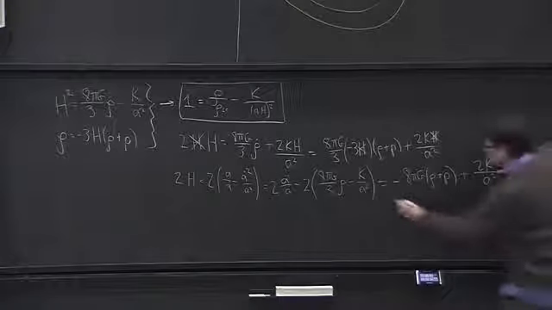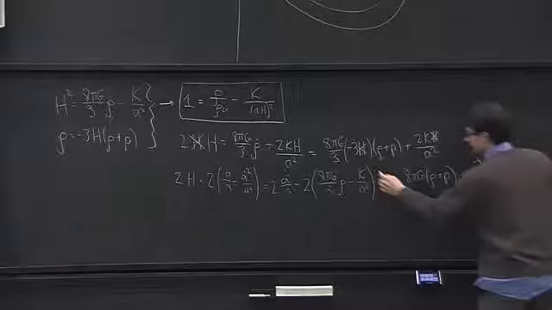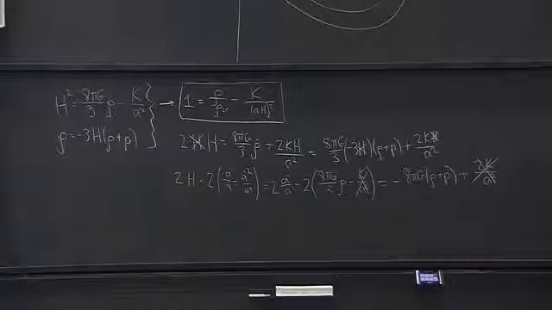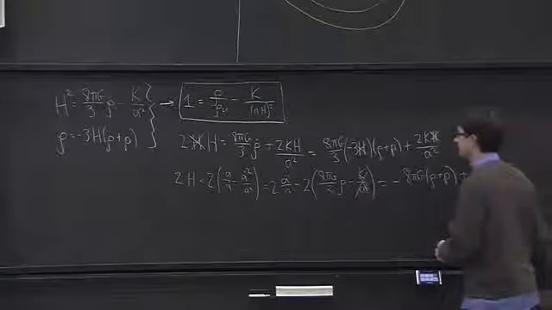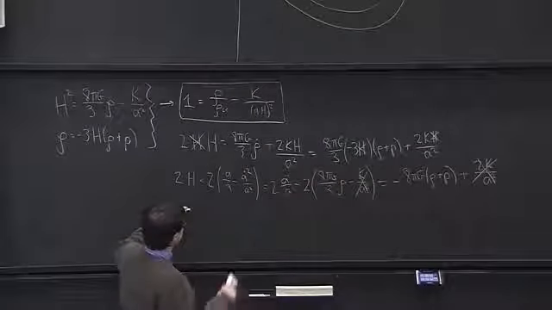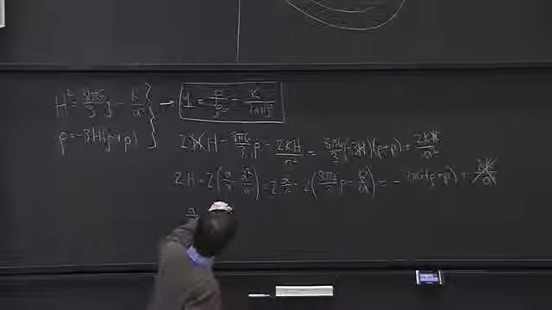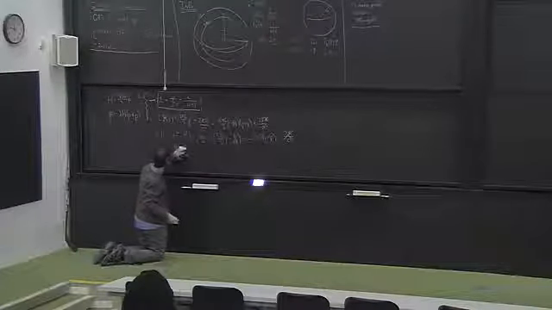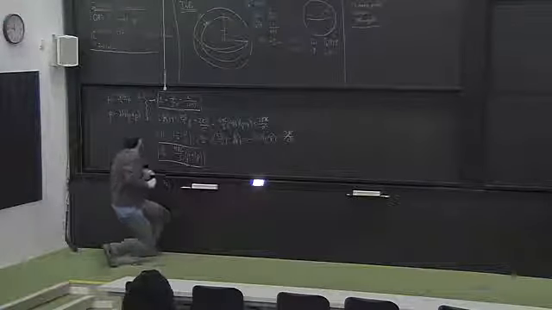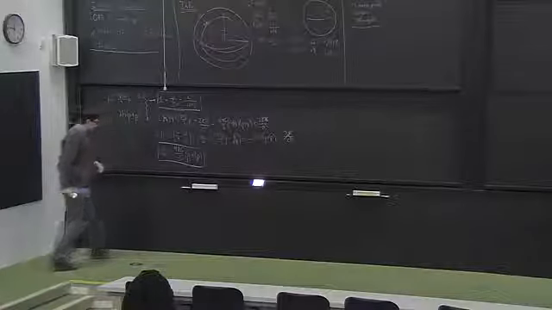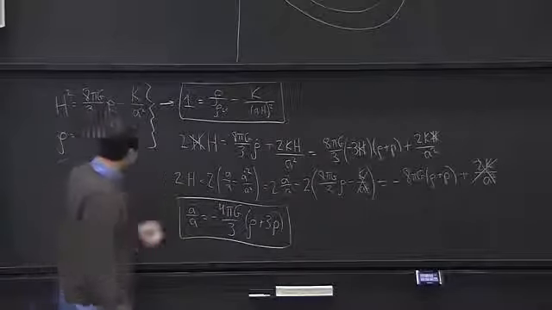So this 2k over a squared cancels against this 2k over a squared. And then if I pull this rho to the right-hand side and simplify, isolating the a double dot term on the left-hand side, I get that it's equal to minus 4 pi g over 3 times rho plus 3p. So these are the two equations I want to look at. As I say, they're completely equivalent to the original two equations. You can go back and forth between them.